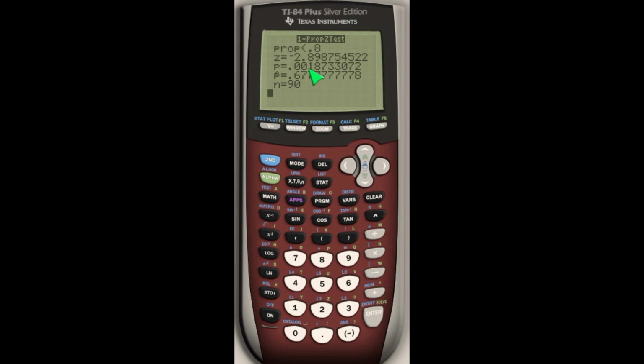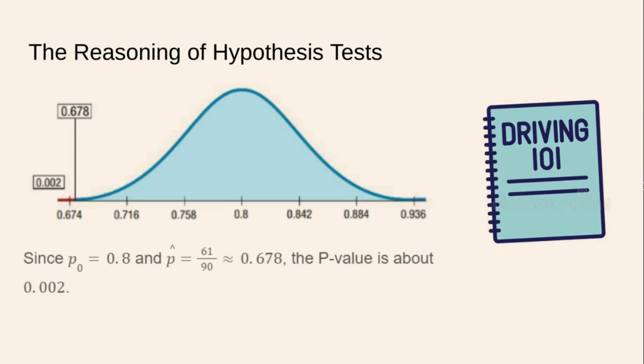That is very small. Let's see how to interpret it. Before we formally interpret our p-value, I want you to have an idea about how low this p-value is. Notice this bell curve right here. This bell curve models the sampling distribution for sample proportions, which is centered at the assumed population proportion and has a standard deviation of square root of PQ over N.